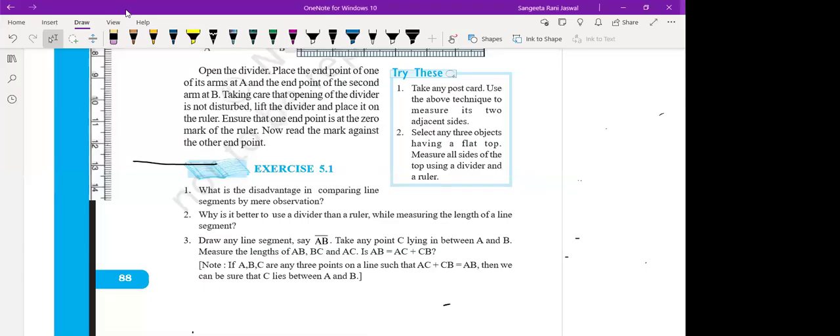Now let's read the next question. Why is it better to use a divider than a ruler while measuring the length of a line segment? Just now we discussed it. Why do we use a divider? Now, Nishika, is it clear now?